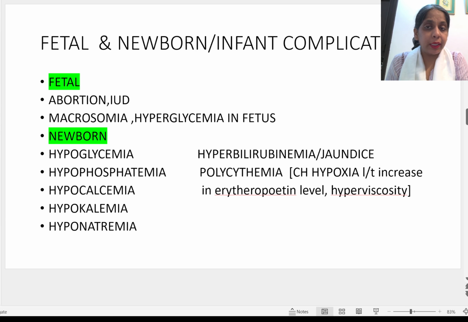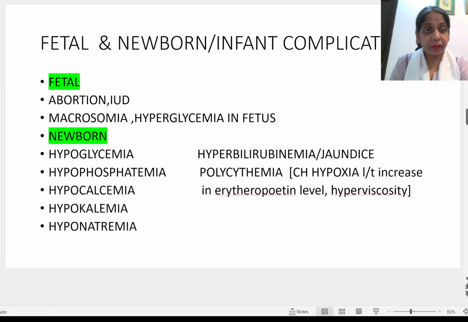What are those complications? Once again, the fetus can abort, or IUD can occur because glucose levels derange a lot, and there can be sudden hypoglycemia or hypoxia. The next is that most fetuses undergo macrosomia, and hyperglycemia is quite often seen in the fetus of the diabetic mother. Now once the fetus is born, in the newborn or the infant, they ask like this: what are the complications in the newborn or the infant? These are the things which happen after the delivery. So now let us see.